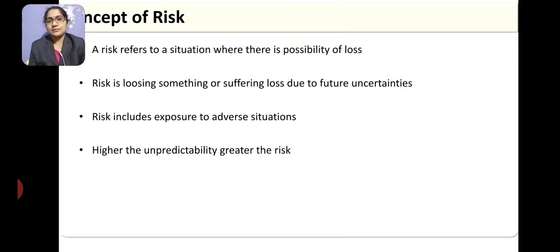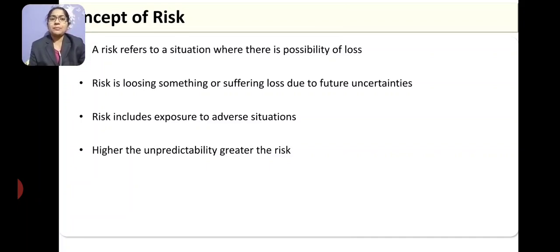Then what is risk? Concept of risk. Risk refers to a situation where there is a possibility of loss. So this is a situation where there is a chance that I may be getting a loss. It is losing something or suffering loss due to future uncertainties. So here, of course, when I talk about returns, when I talk about capital gain, at the same time, there may be a chance that I may lose my investment, or I may lose the dividends that I was supposed to get, or the share price might fall. That means because of future uncertainty, I may lose my returns.